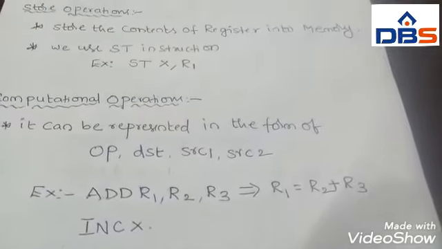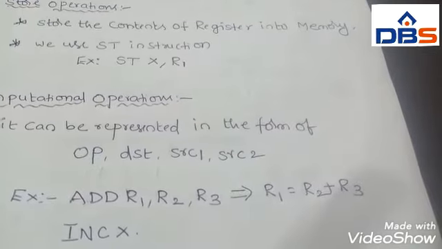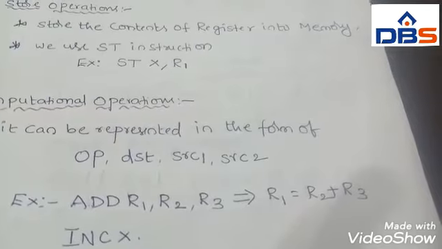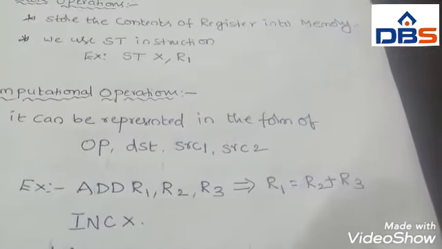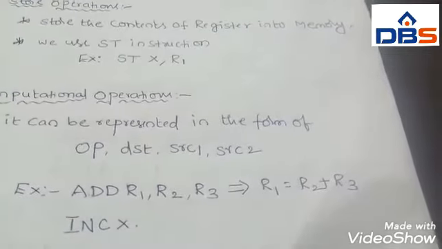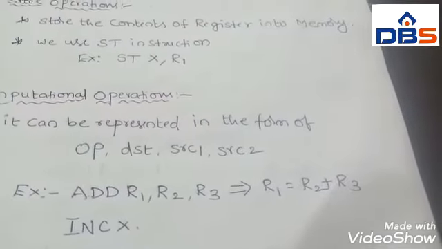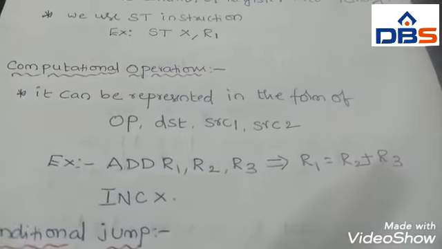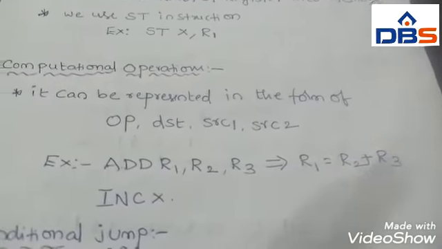See here, ADD R1, R2, R3. We can write it as R1 equal to R2 plus R3. That is, the contents of R2 and R3 are added, and the result is stored in R1. In this statement we can also write R1 equal to R1 plus R2 plus R3. Here R1 acts as both source and destination. Next, one more example is INC X. Here the contents of X will be incremented and stored in X.